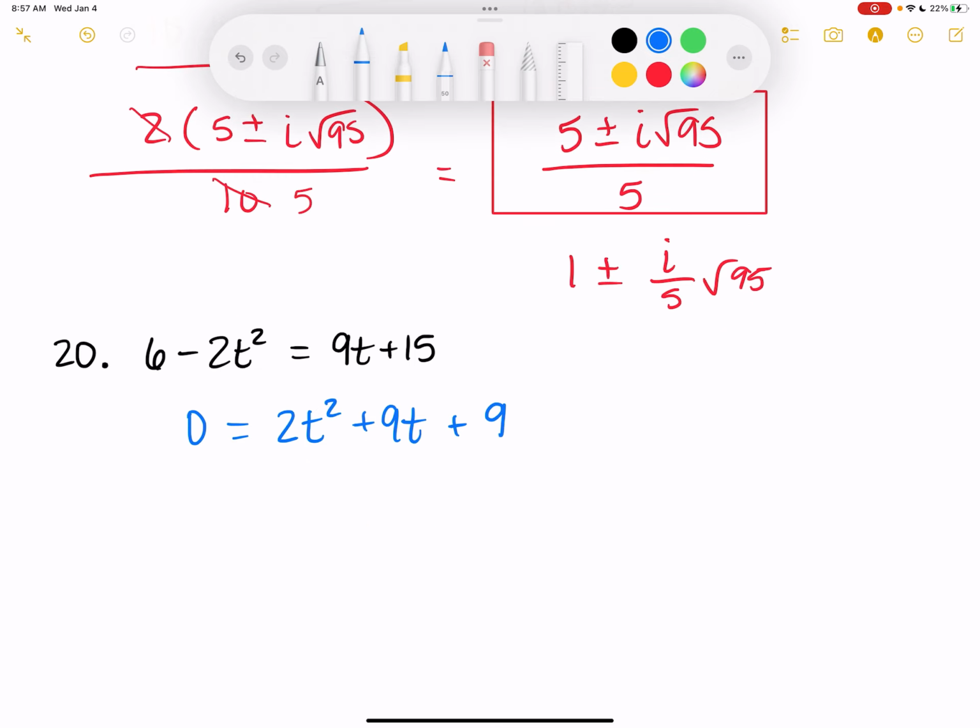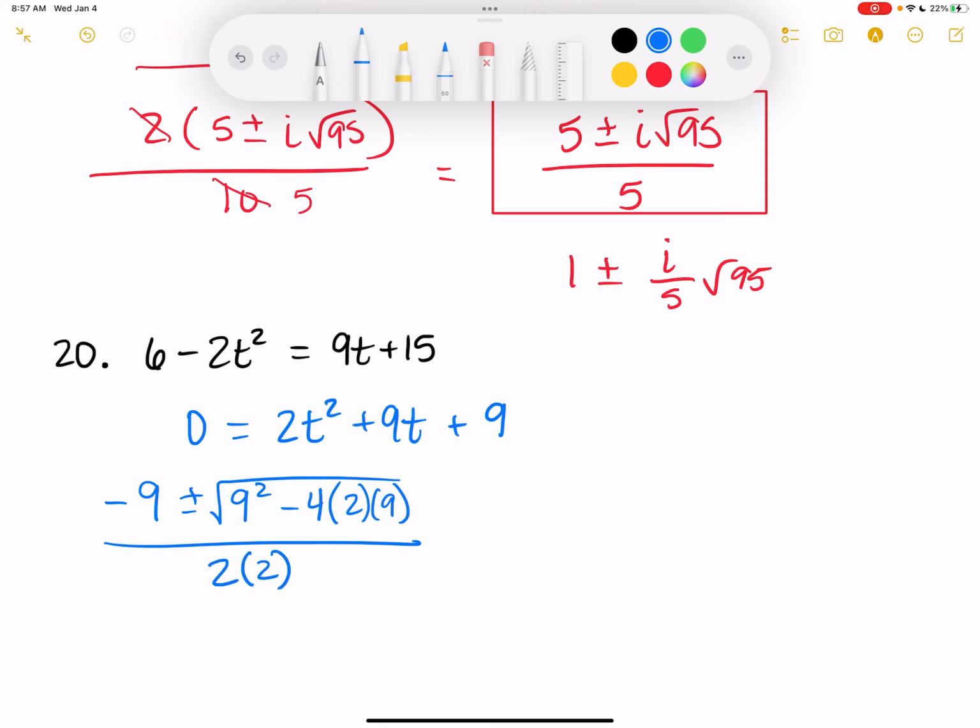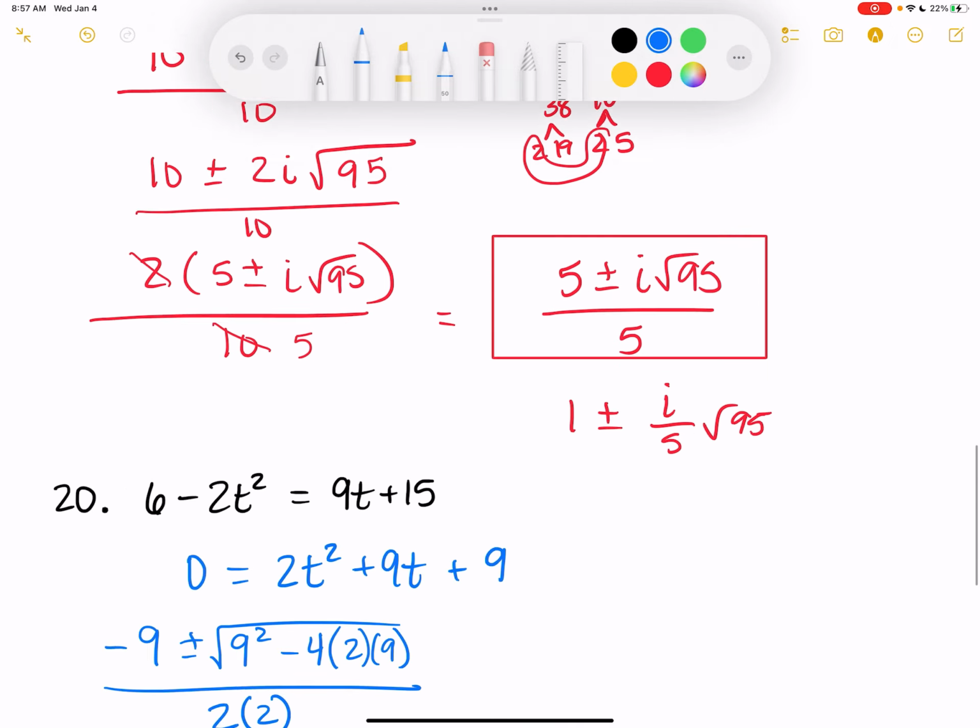So negative b, so negative 9 plus or minus the square root of b squared, so 9 squared, minus 4 times a is 2 times c is 9, all over 2 times a is 2. Is that also the first one we've had with an a value? No, we had an a value in the last one.